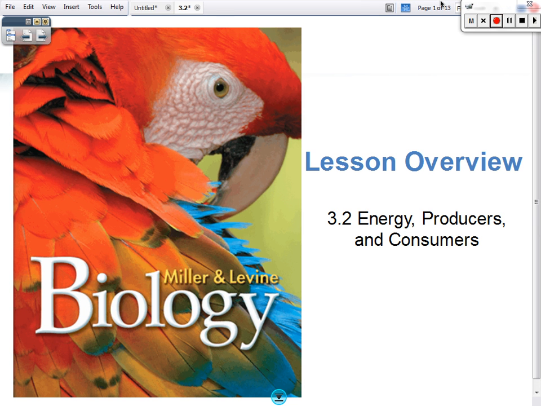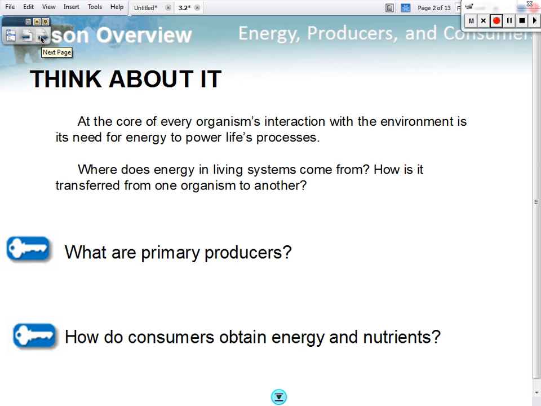Okay, lesson 3.2, energy, producers and consumers. Before we start, let's put it in context. Every organism, every interaction with the environment, everything they do, everything to power the life processes needs this thing called energy. Okay, life processes, think back: movement, response to the environment, reproduction, those life processes that we learned about in the beginning. Those all require energy to complete.